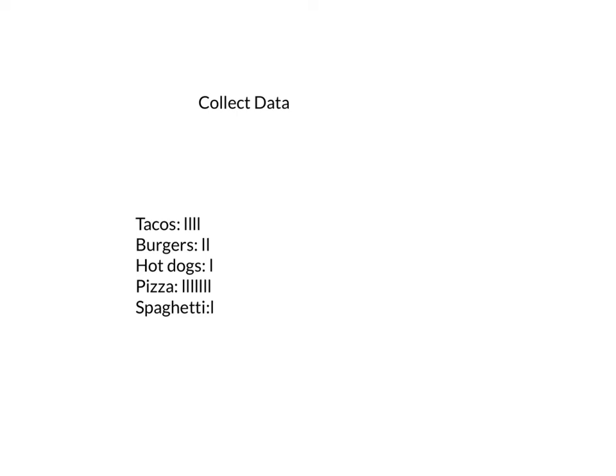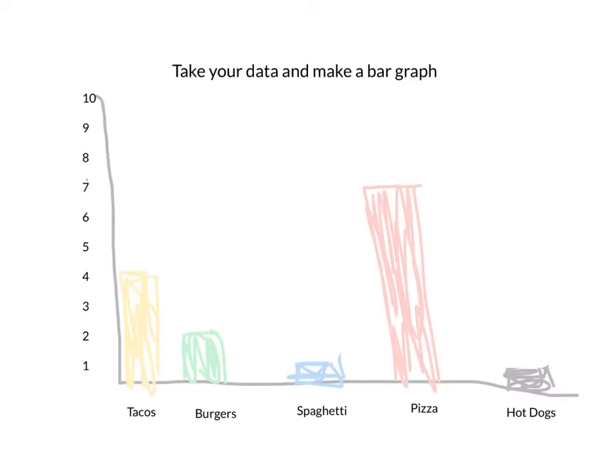So as you can see, after I was done collecting data, I found out that 4 people liked tacos, 2 people liked burgers, 1 person liked hot dogs, 7 people liked pizza, and 1 person liked spaghetti. So then I'm going to use this data here, and I am going to make a bar graph with this data. So on my next slide will be a bar graph.